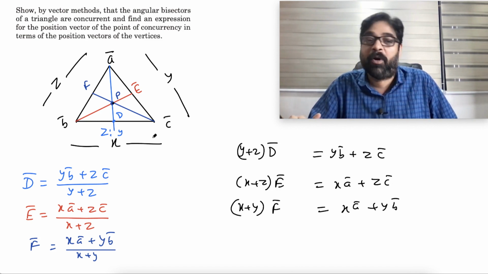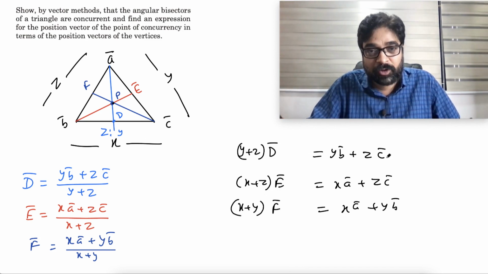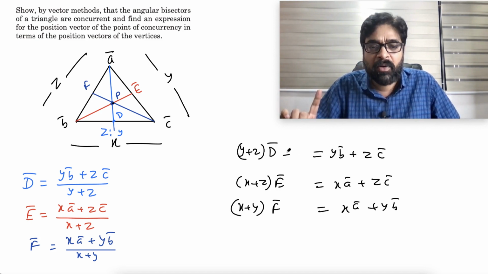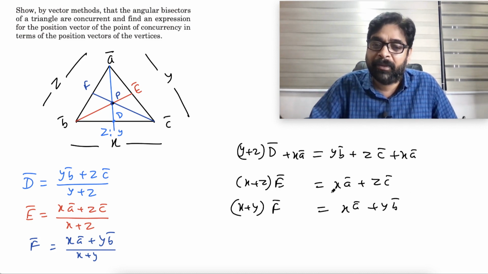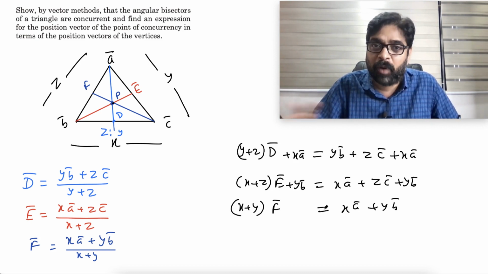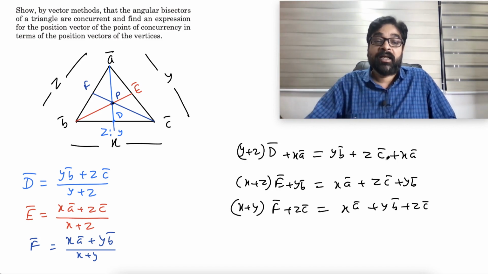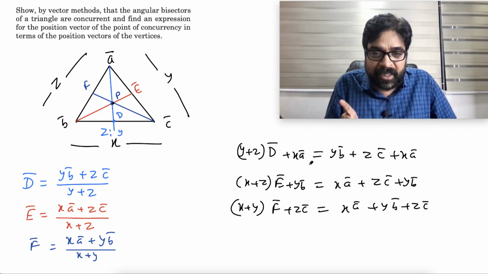Sir, why? Because that is the P point, no? Achha. Both sides, what should I add? But here I am allowed to add only A, okay, plus XA. Here I am allowed to add only B, okay, plus YB. Here I am allowed to add only C, okay, ZC. See, right sides are equal. And another way to check, the sum of the scalars should be the same.